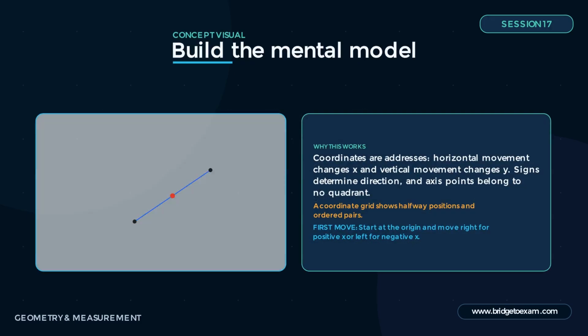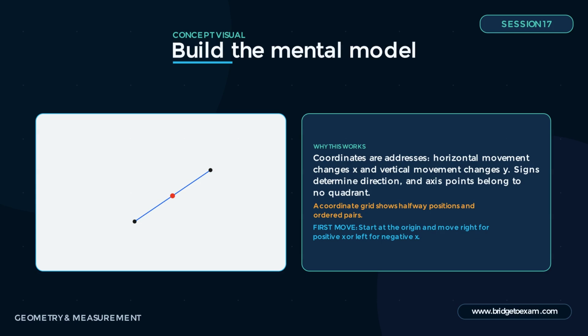Start with the concept visual. The coordinate grid shows halfway positions in ordered pairs. The horizontal and vertical changes create measurable distances. Read every label as evidence about what is known, what is unknown, and which measurements actually belong in the model.